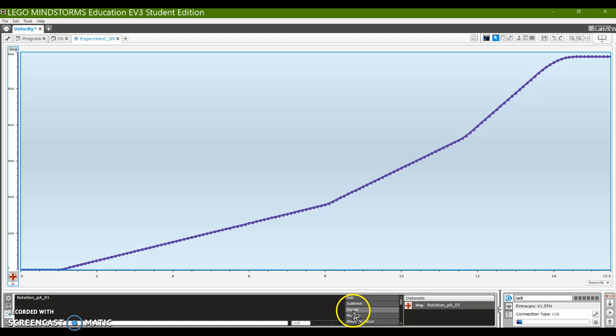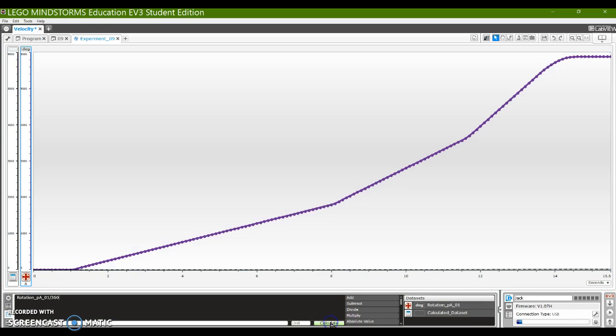My calculation is to divide by, and then on my keyboard, 360. My green calculate button has lit up. So when I click this, my graph twitches, and it has plotted a new line for me. Now that line looks ridiculous, right? So I have to scale it just like the other one.